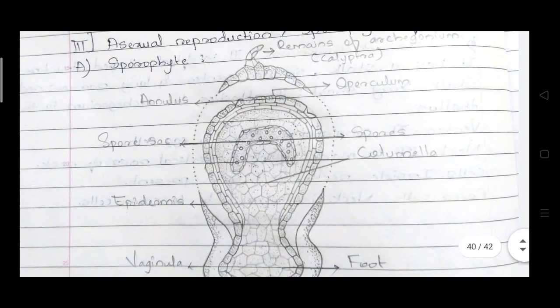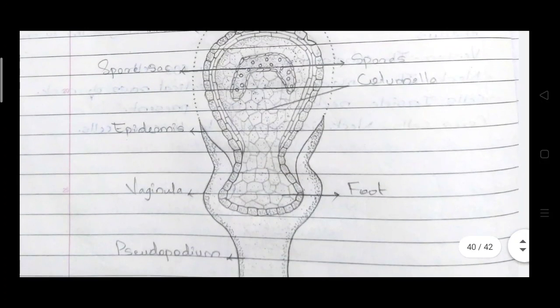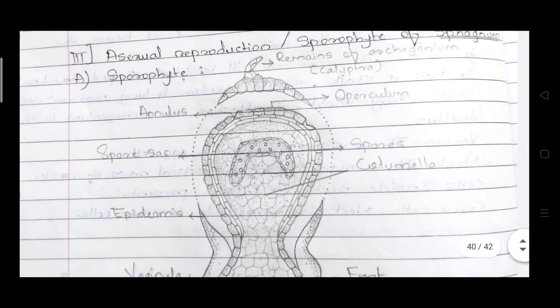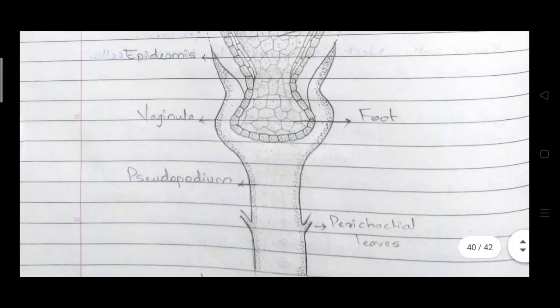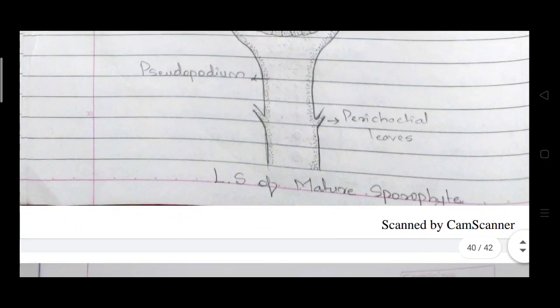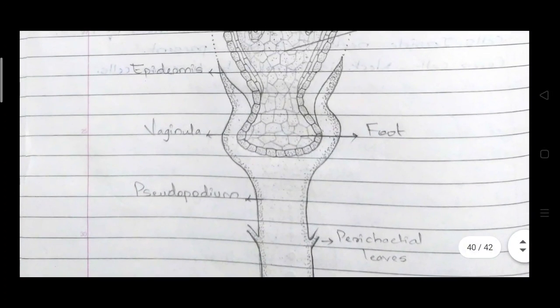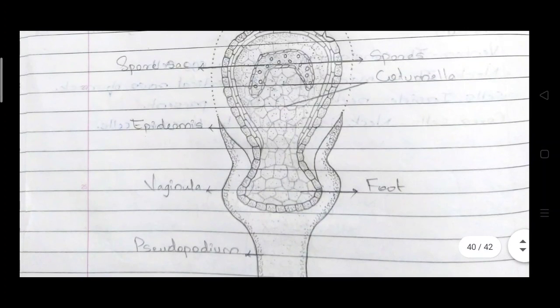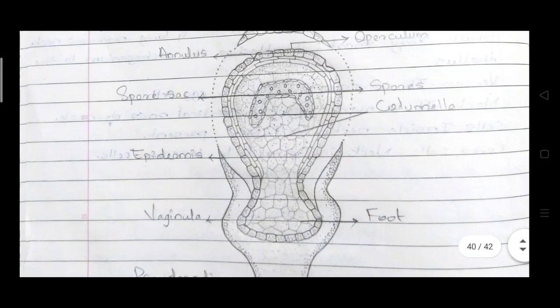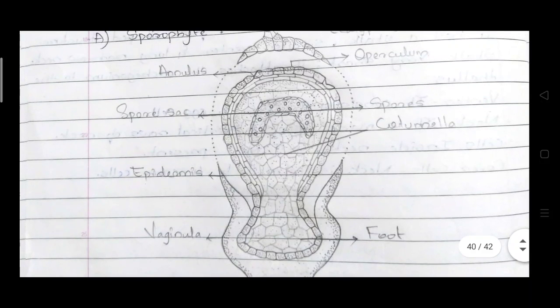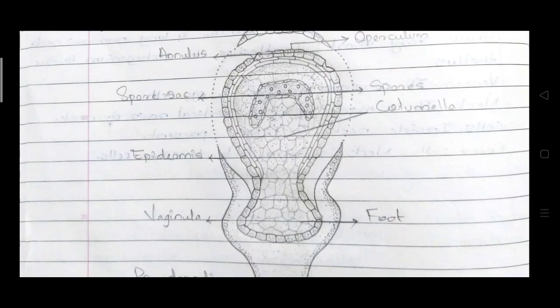So, this is the structure of the sporophytic body in sphagnum. At the base there are the perichaetial leaves and the pseudopodium. The foot will be embedded in the vaginula. Then the outer layer is the epidermis.